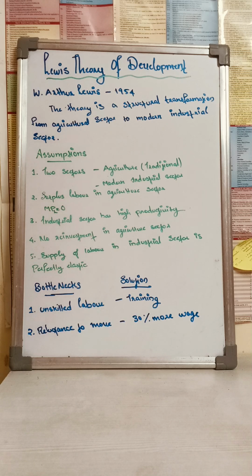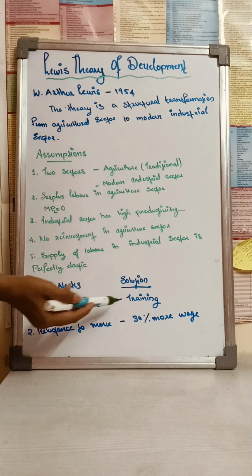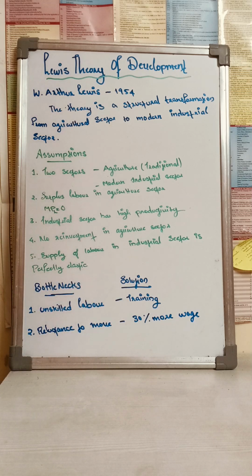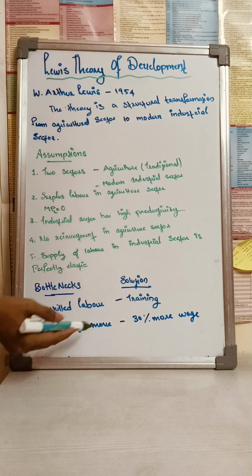In the perfect supply of labor, that is for transformation of labor from the agriculture sector to the industrial sector, there are two bottlenecks. First one is unskilled labor. The labor in the agriculture sector is very unskilled. They do manual work. So Lewis has suggested a solution for that, that is the industrial sector can give training to the labor.